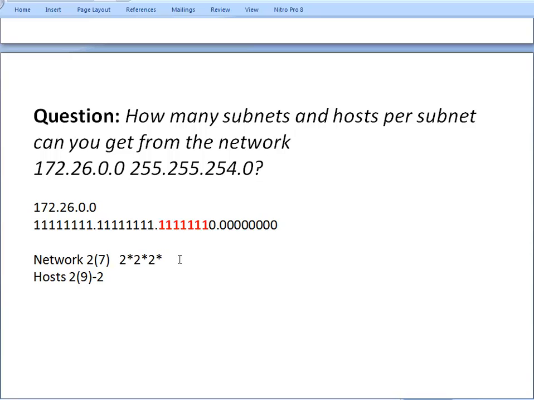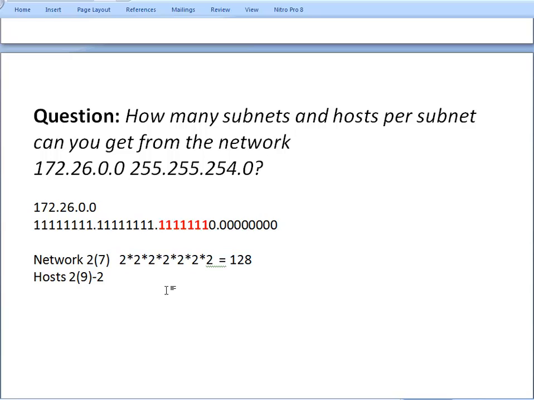2 times 2, 7 times 3 4 5 6 7. So 2 times 2 is 4, times 2 is 8, times 2 is 16, times 2 is 32, times 2 is 64, times 2 is 128. Okay, so this is 128. Now for the host, I can use a very similar formula.